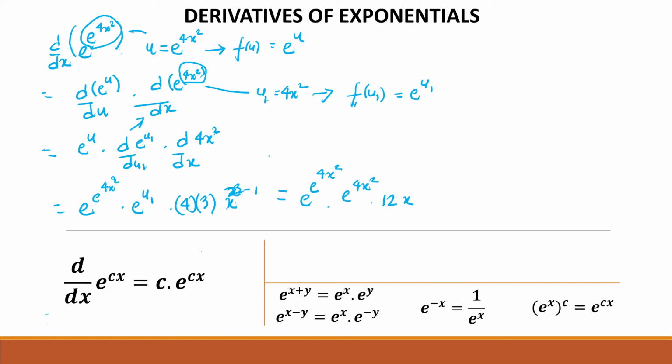I think I made a mistake here. I'm going to correct this one. Sorry, this was 2, so this would be 2 as well. It just looks like 3 here. This should be 2, so this should be 8. Now our final answer would be 8x e to the power, using the basic properties of exponentials, we can write this as e to the power 4x squared plus 4x squared.